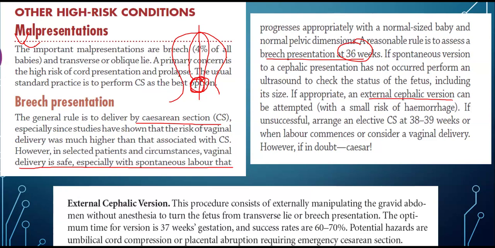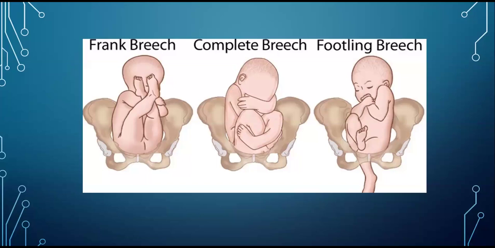There is a small risk of hemorrhage. That's why it is always done in a setting where emergency C-section is possible. If ECV, or external cephalic version, is unsuccessful, then you will go for an elective C-section at 38 to 39 weeks. Okay, so that's the management for breech presentation.